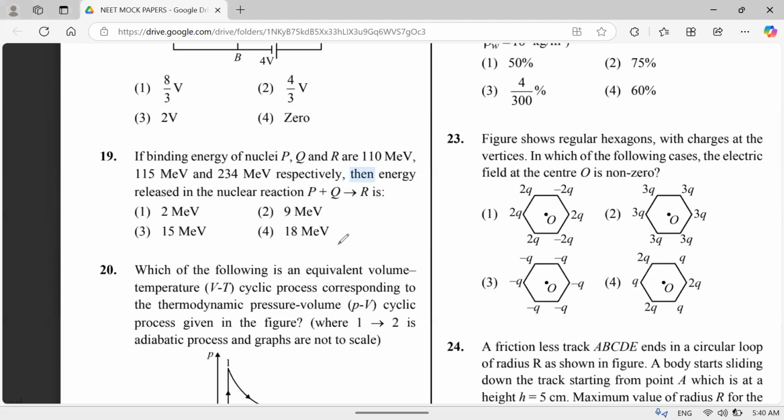The binding energies of the nuclei P, Q and R are 110 MeV, 115 MeV and 234 MeV respectively. Then the energy released in the nuclear reaction P plus Q giving R, what will be the Q value? Binding energy of the nucleon, then energy released will be equal to how much? Anyone?